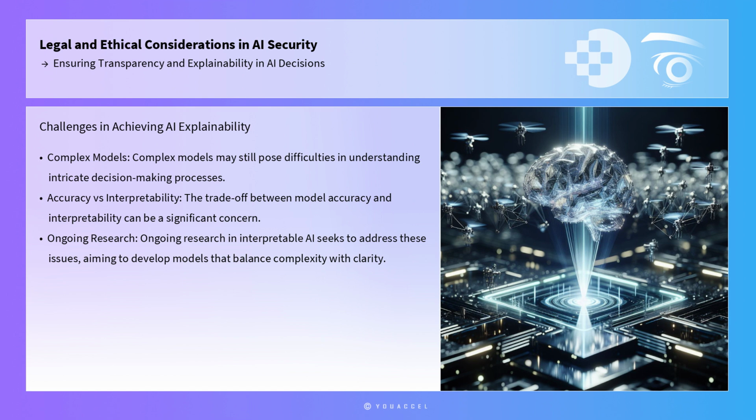Despite the availability of tools and frameworks, challenges remain in achieving full transparency and explainability. Complex models may still pose difficulties in understanding intricate decision-making processes, and the trade-off between model accuracy and interpretability can be a significant concern. Ongoing research in the field of interpretable AI seeks to address these issues, aiming to develop models that balance complexity with clarity.